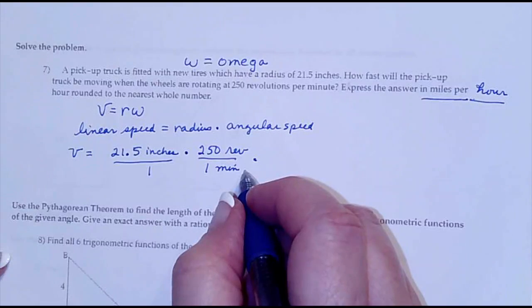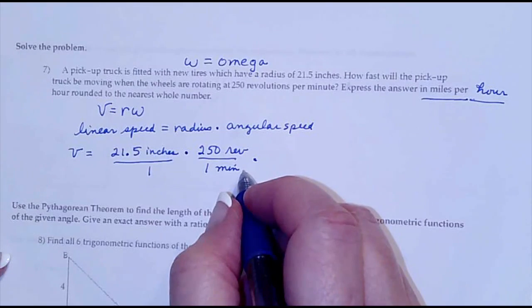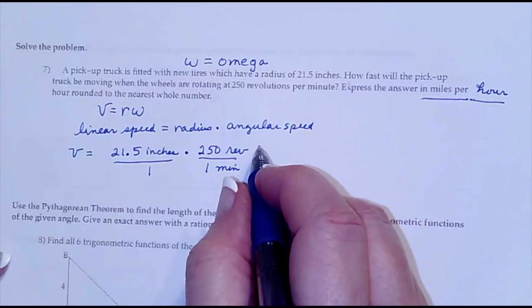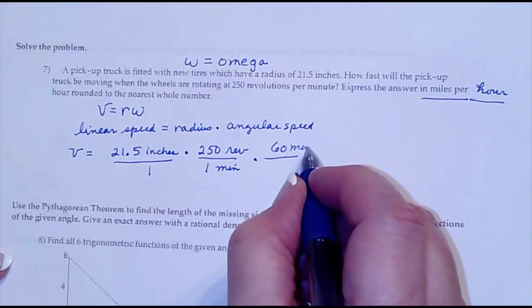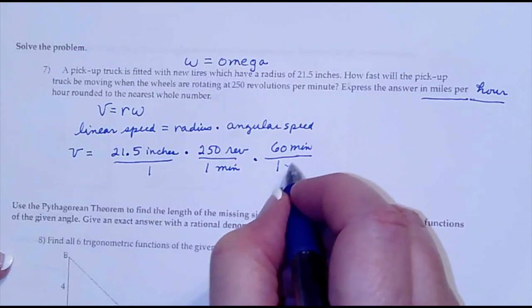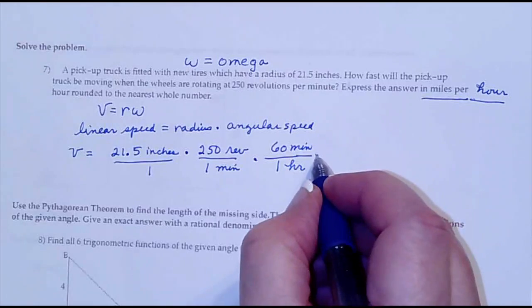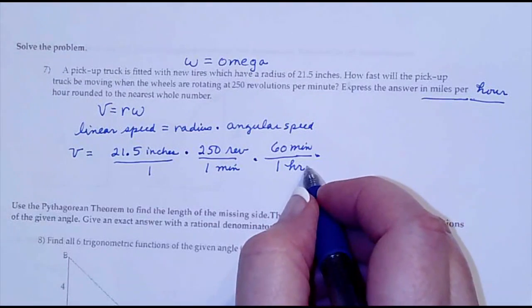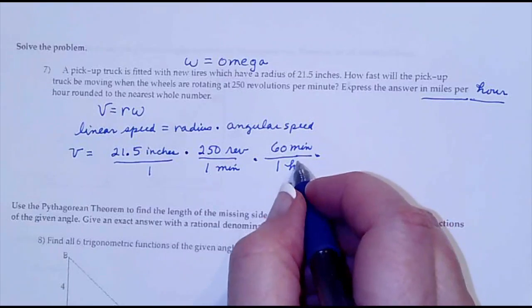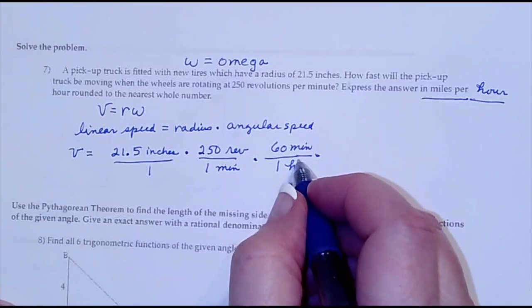Also, I want the minutes to cancel out. So if the minutes is in the denominator, then I need to put the minutes in the numerator. So I'm going to put 60 minutes is 1 hour. Now, the reason why I can multiply by something like this is that 60 minutes and 1 hour are equal to the same thing, right? So this is just like multiplying by 1.